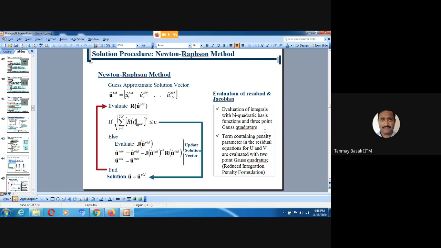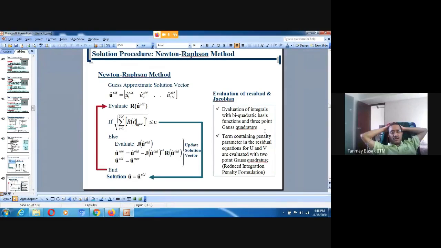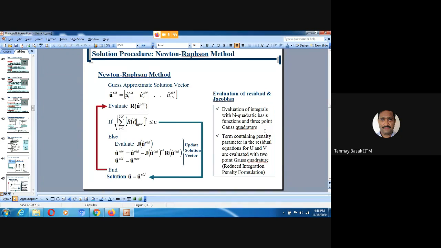Why? That is called reduced integration penalty formulation, and that is of immense importance. If you don't do it, you may get some singularity in the problem, and those issues are discussed in the Basak et al. 2006 paper. That is one of the highest cited papers. So far it has been cited more than 300 times, and it is one of the benchmark papers. Almost daily I get one citation from that paper, because people like to benchmark their results with their calculations.